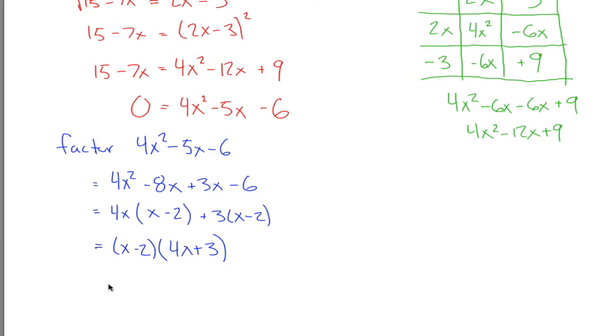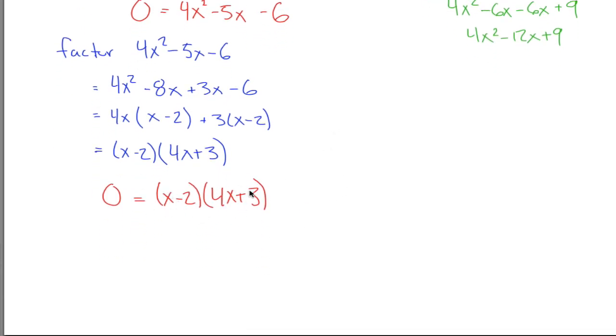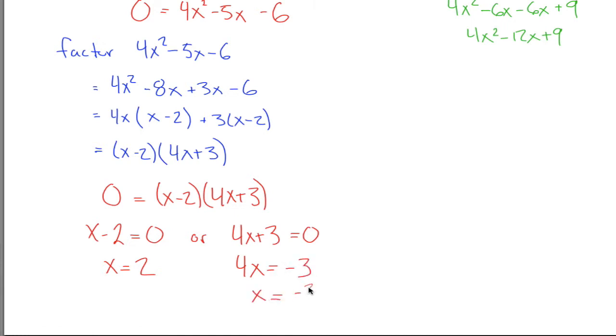So I can go back to my original equation and I can say, all right, so 0 is equal to x minus 2 times 4x plus 3. What I have here is something times something else equals 0. So what that tells me is either the first one, x minus 2, equals 0, or the second one, 4x plus 3, equals 0. The only way you can multiply two numbers together and get 0 is if one or the other is equal to 0. If I solve these two equations, I get x equals 2, or 4x equals negative 3, and therefore x equals negative 3/4.